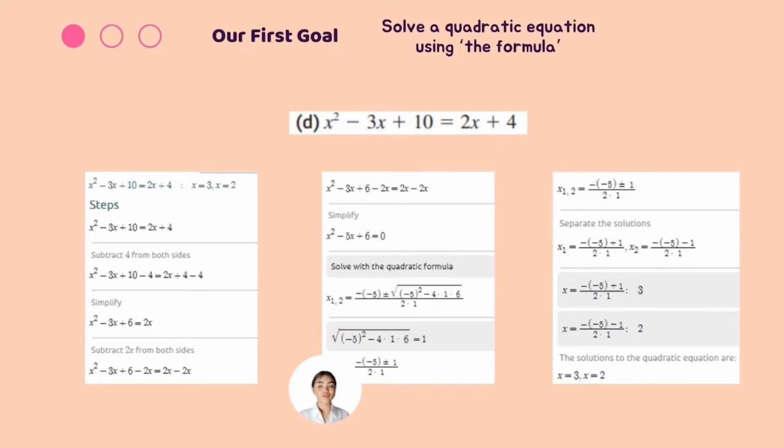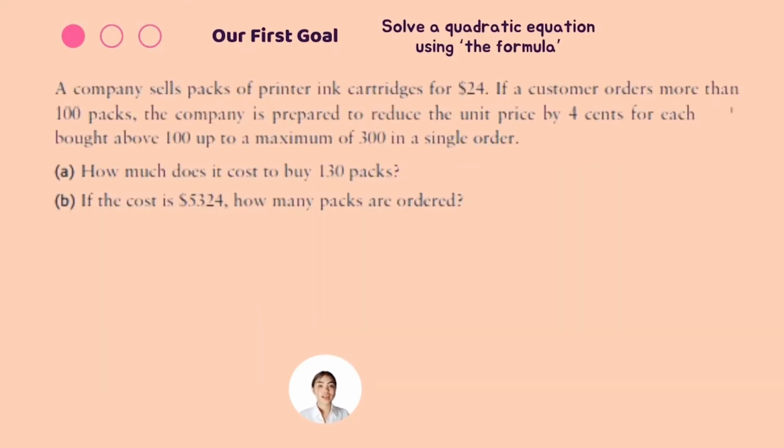A company sells packs of printer ink cartridges for $24. If a customer orders more than 100 packs, the company is prepared to reduce the unit price by 4 cents for each pack bought above 100, up to a maximum of 300 in a single order. So let us solve for A. How much does it cost to buy 130 packs?